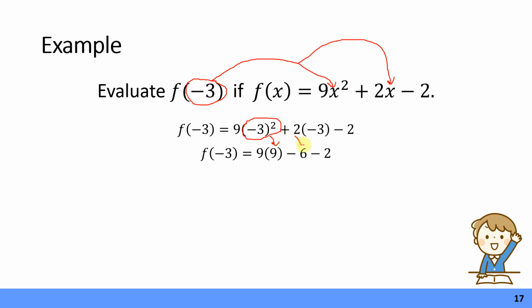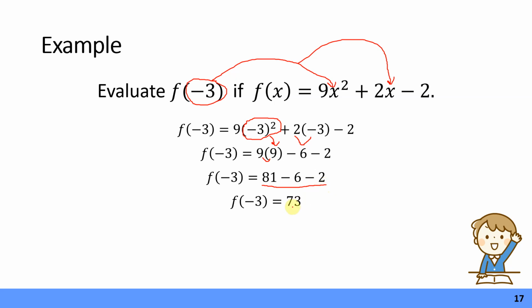And then I went ahead and did this one too. So 2 times -3 gives me -6. Now I have to do 9 times 9, which gives me 81, and everything else just comes down. And then I could simply calculate this, right? 81 minus 6 minus 2 gives me 73.